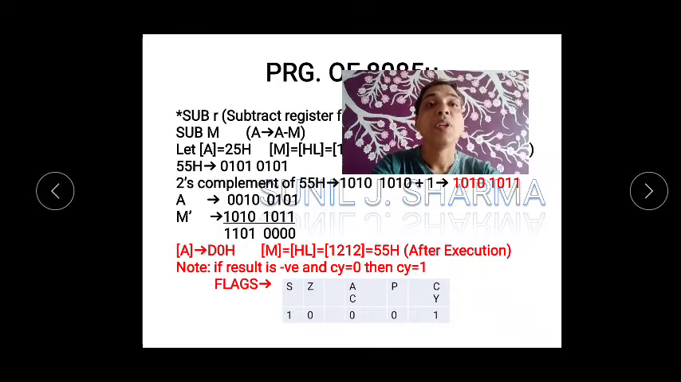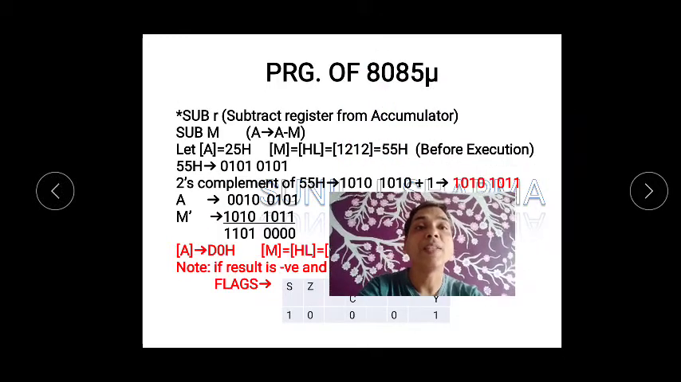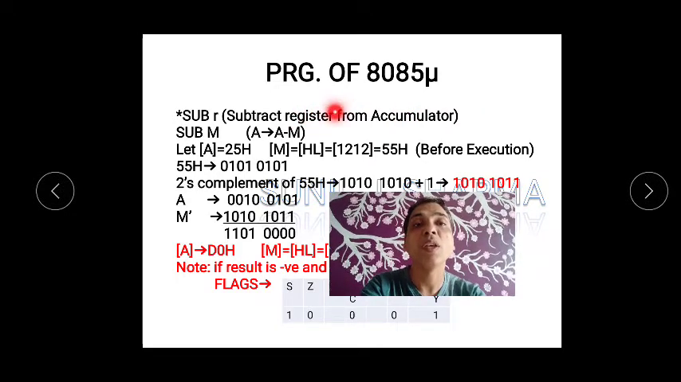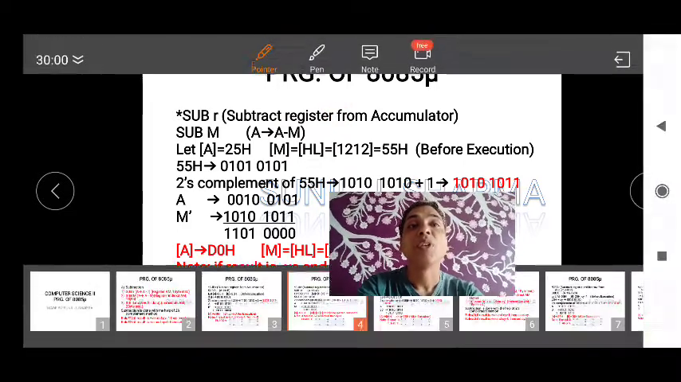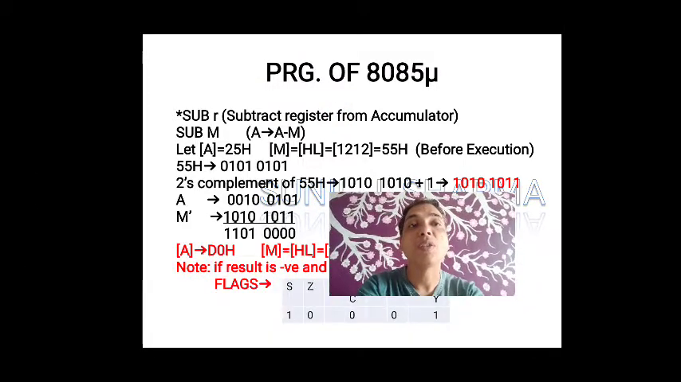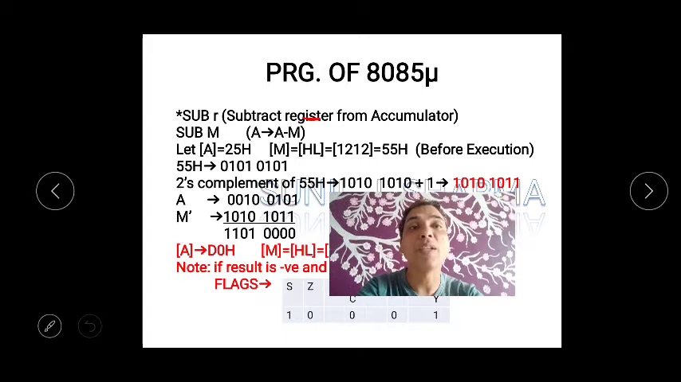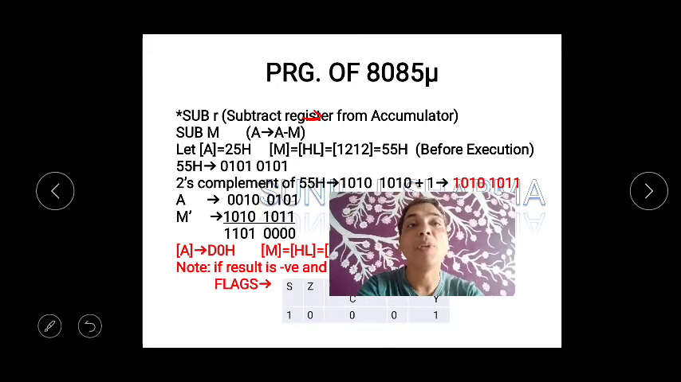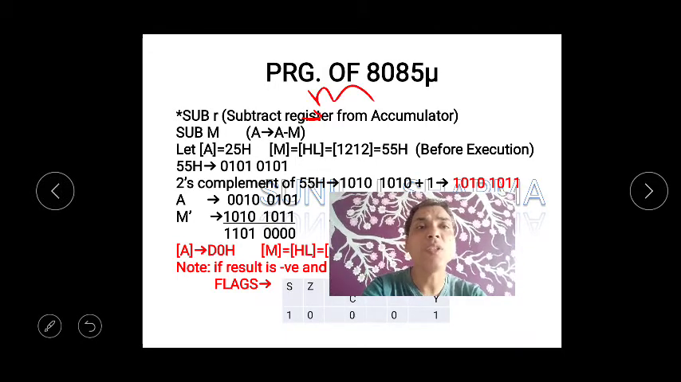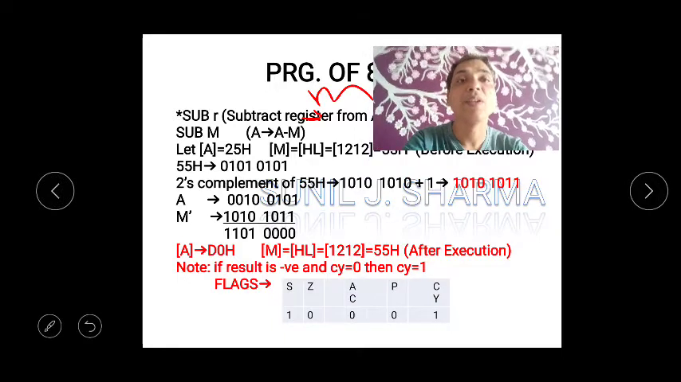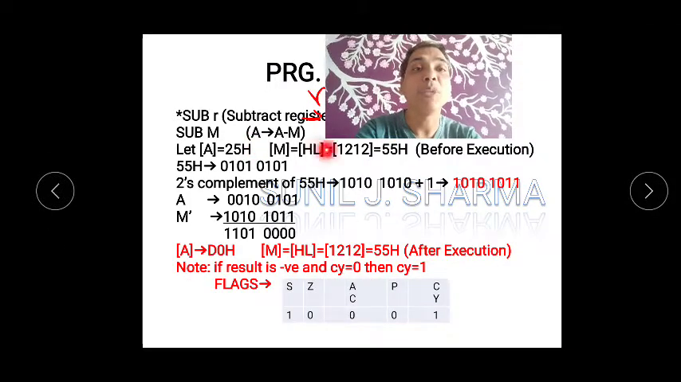Simple. Now I've taken the second example, subtract from the accumulator. Not a register, this has to be memory. This is copy paste, so you can understand that this is nothing but memory here. Since it is memory, it has to be indirect. So A = 25. M means what? HL pair. The HL pair will have some address, and that address has 55.